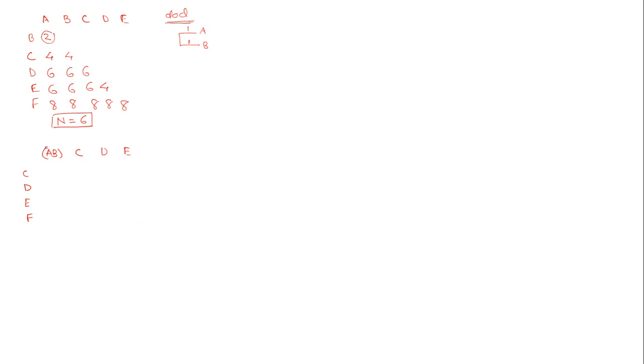Now how do we calculate the distance between AB and C? We have a simple formula for this. For calculating the distance of AB from C, we calculate the distance of AC, add it with the distance of BC, and then divide it by 2, right? Now what is the distance between A and C? We have got 4. What is the distance between B and C? Again we have got 4. 4 plus 4 divided by 2 will give you the value of 4. And now this 4 would be populated over here.